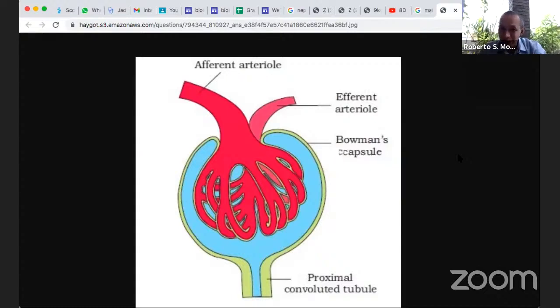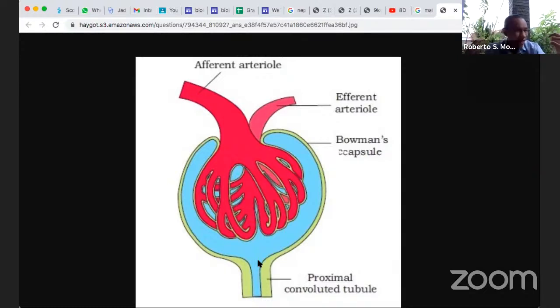This is the image of a Malpighian body. Remember? And like you said before, it consists of two components, the glomerulus and the Bowman's capsule. The red one is the glomerulus, and then the blue and green part is the Bowman's capsule. You can be reminded now that the glomerulus is actually blood vessels.